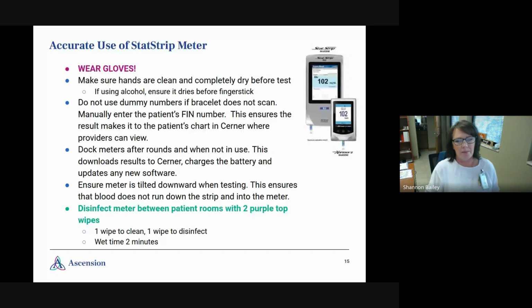That doesn't typically happen when you're doing finger sticks. It's usually going to happen when a nurse gets a blood sample from an art line and puts it on there. It can run down the strip, but just keep that in mind.